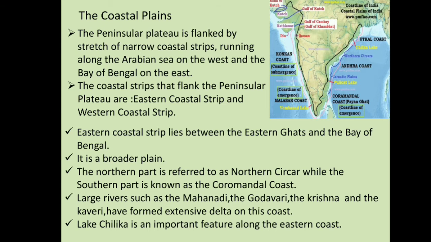It is a broader plain. The northern part is referred to as Northern Circars, while the southern part is known as the Coromandel Coast. Large rivers such as the Mahanadi, the Godavari, the Krishna, and the Kaveri have formed extensive deltas on this coast. Lake Chilika is an important feature along the eastern coast. So, it's a must that you locate all these on a map and have a clear understanding of what we have discussed.